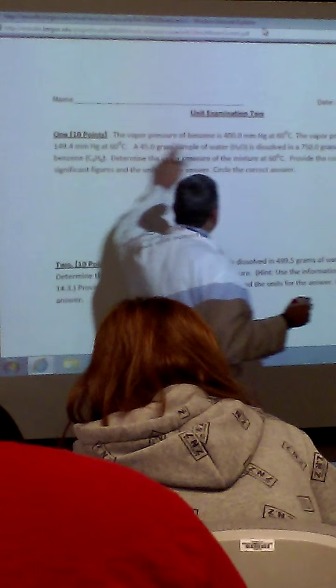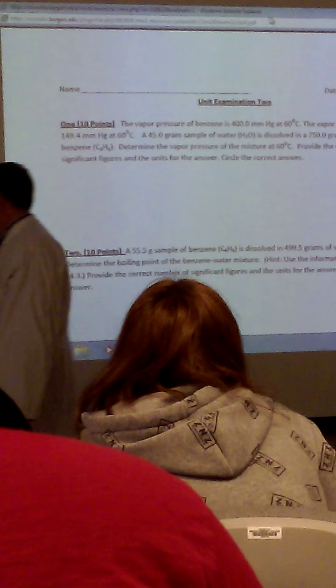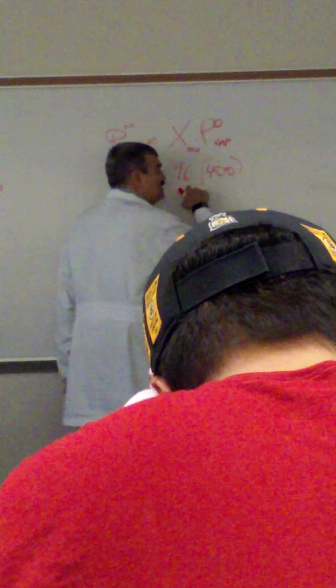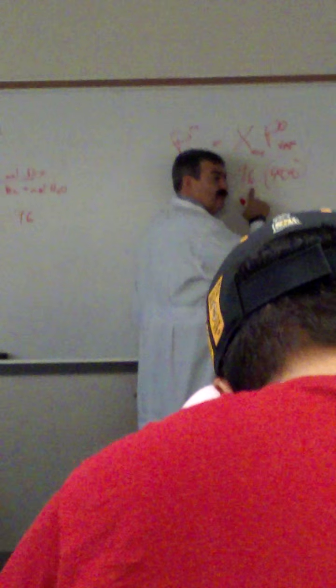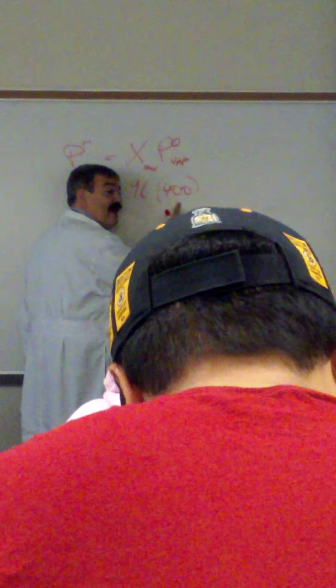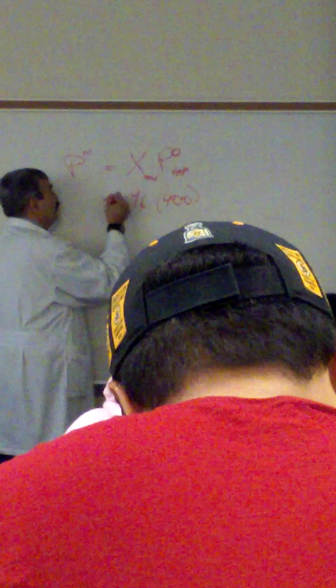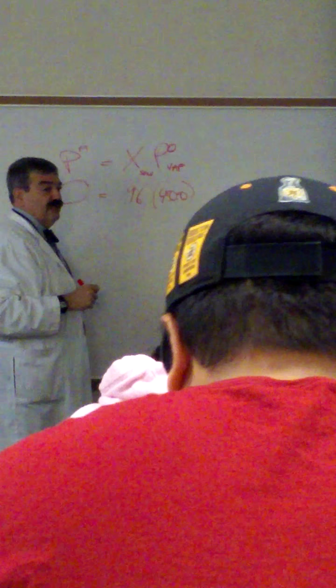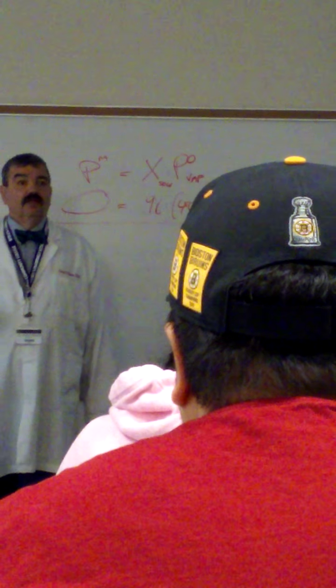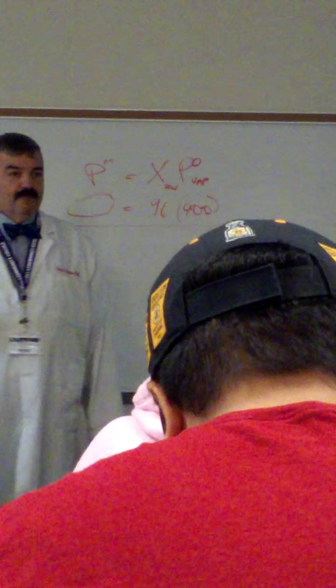Solvent. So the vapor pressure, not this, but the 400, because benzene is the solvent, and it's going to be a little less benzene, so therefore the vapor pressure will go down. And that's your answer. Let's do the next one.